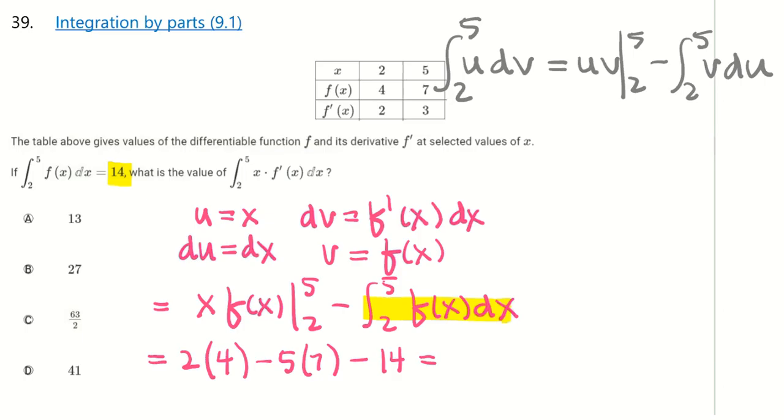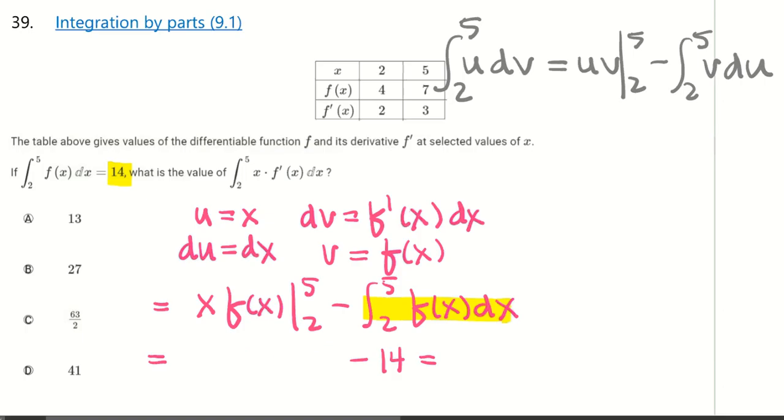Oh, well, that would be because I plugged in 2 before 5. That's really embarrassing. Shouldn't have done that. 5 times f of 5 minus 2 times f of 2. That is way better. Okay, so that's 35 minus 14 minus 8.